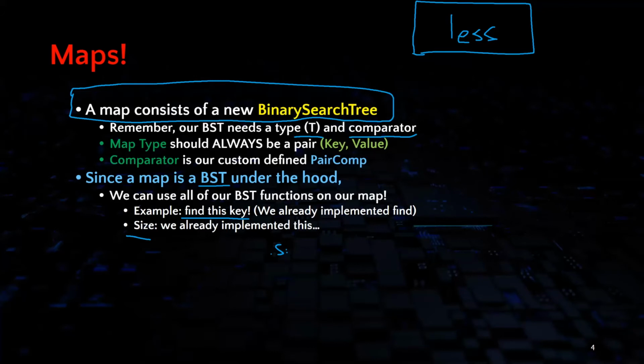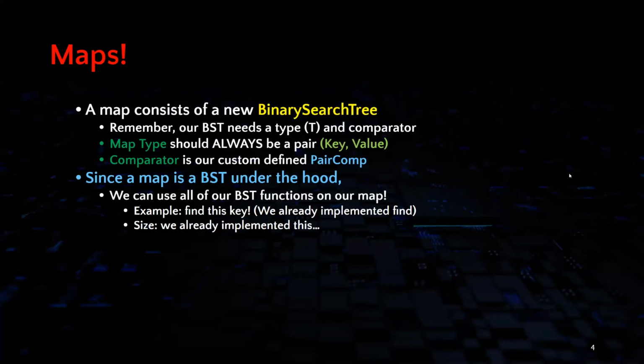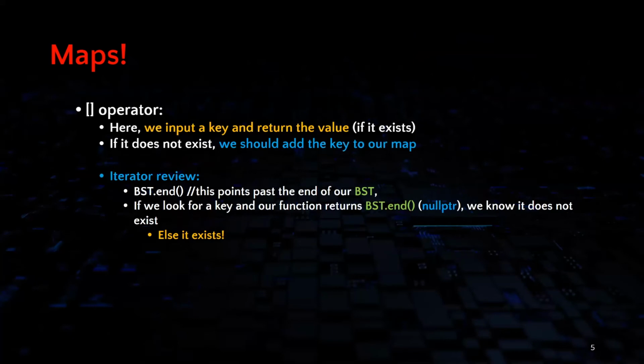That's basically all a map is. It's just a binary search tree with a different type. So we can go ahead and go to the last major function of the map, sorry, of the binary search tree. And it's going to be the bracket operator.